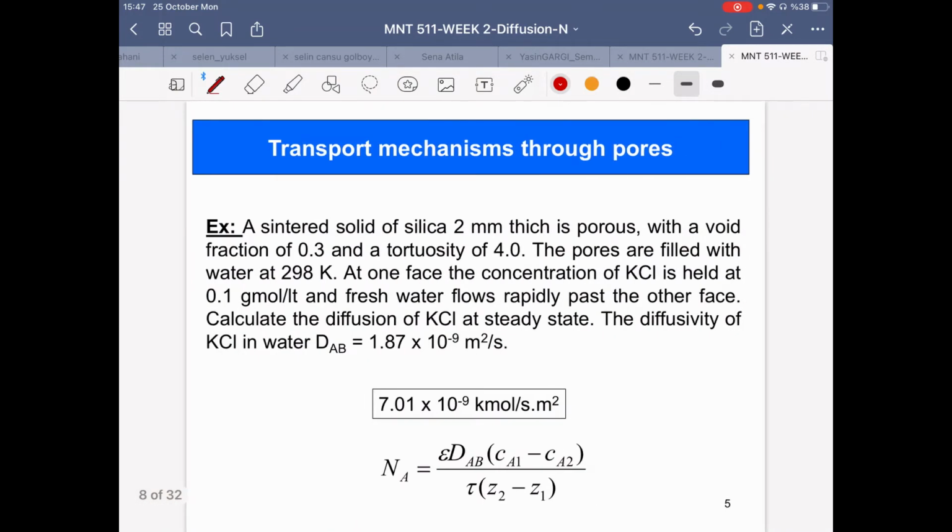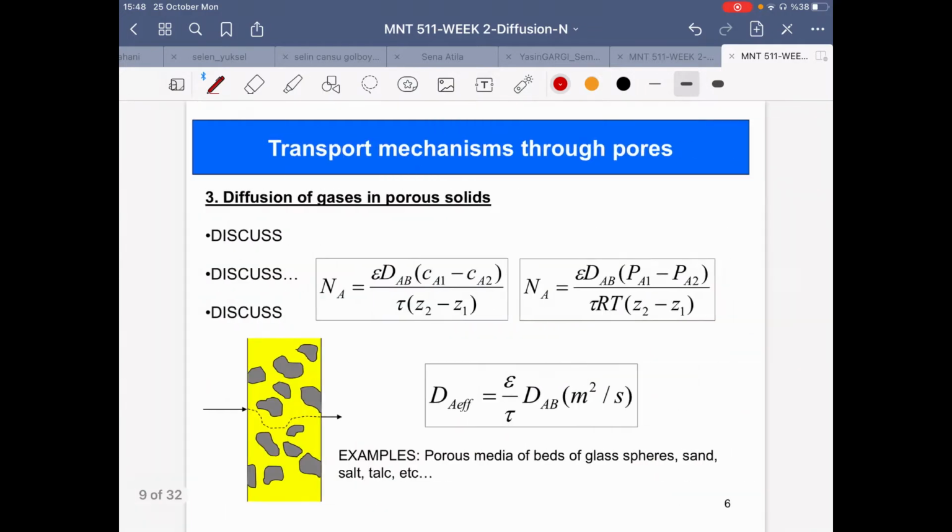That's the point. Here is a very typical example, just to make things more solid for you. A sintered solid of silica, 2 millimeters thick, is porous with a given void fraction and tortuosity. The pores are filled with water. At one phase, the concentration of KCl is held at a fixed value. It flows rapidly past the other phase. Calculate the diffusion. You can do that by just plugging in the numbers that are given to you, and these are usually very well-known terms.